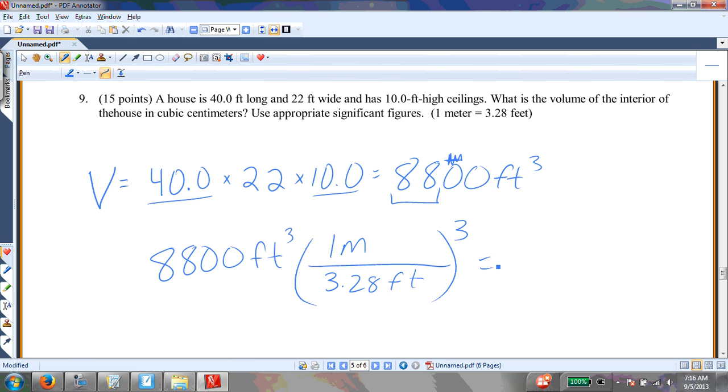This has to be cubed. So 8,800 divided by 3.28 cubed. I get 250 with the appropriate sig figs.